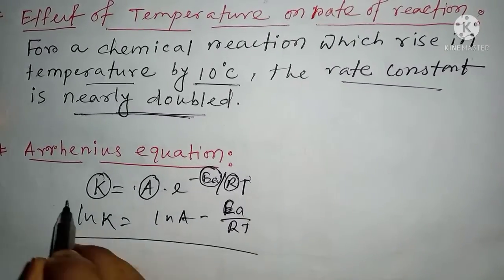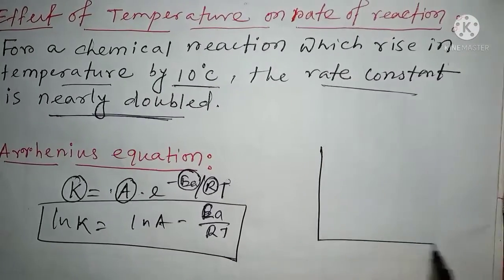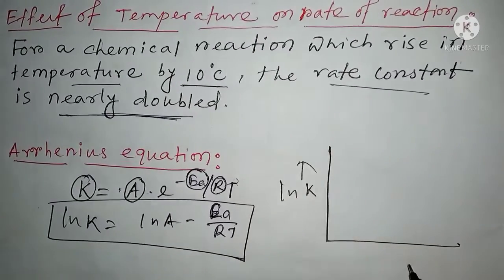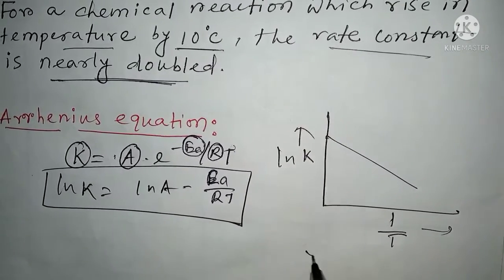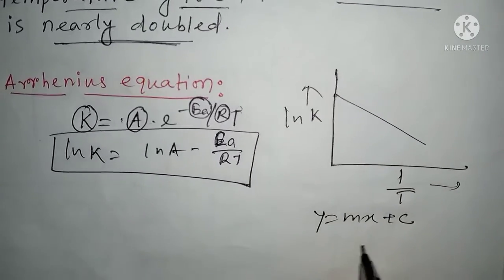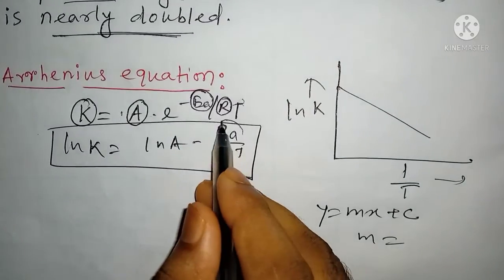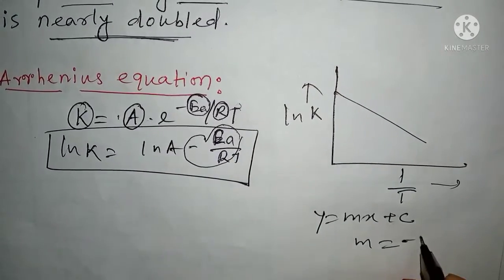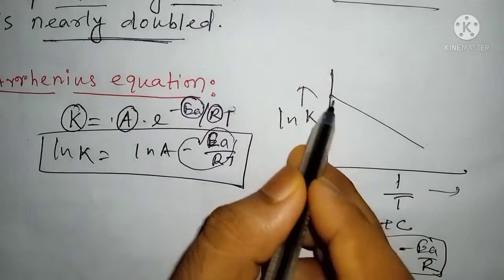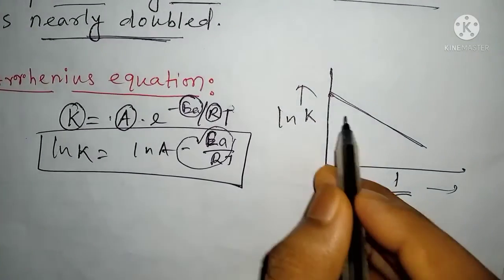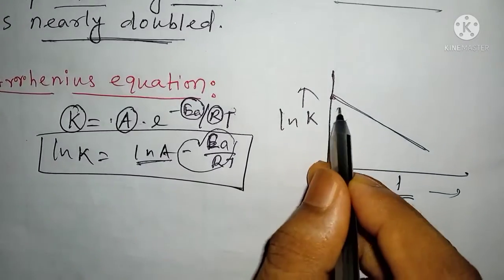So this is another equation. Suppose a graph of ln K versus 1 by T. This has a negative slope, because it is y equals mx plus c, where m equals minus EA by R. This is the slope, equal to minus EA by R. So this is the negative slope, and this is the intercept, ln A.